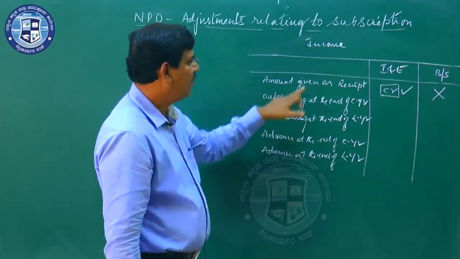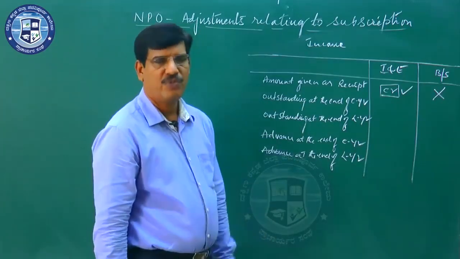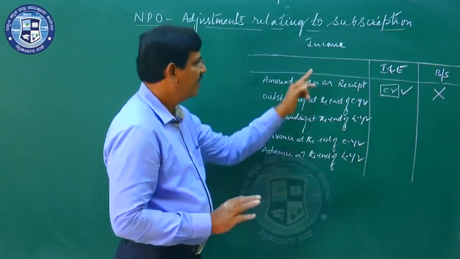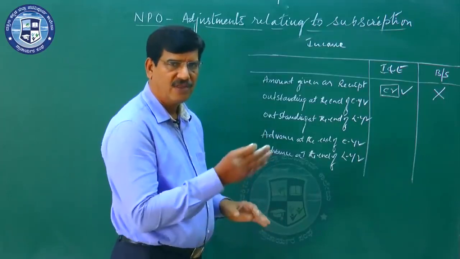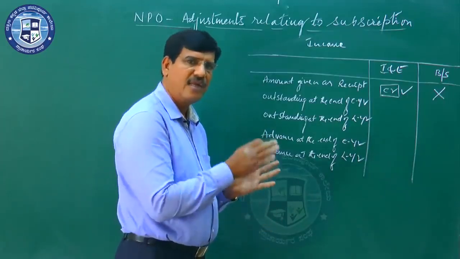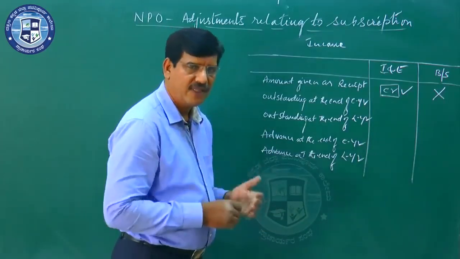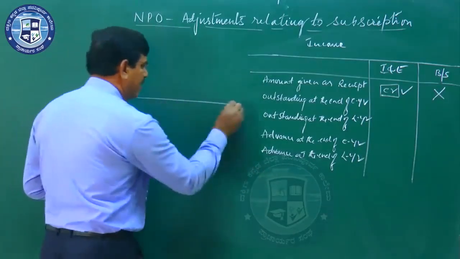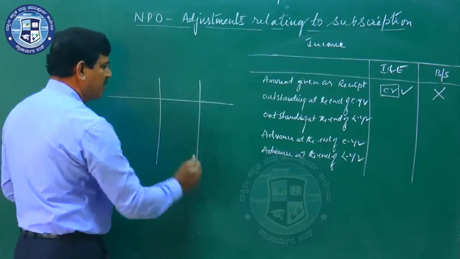Outstanding at the end of current year, whether it should be added or subtracted from the subscription, because last subscription must be deducted, as we know. But what is the logic behind that? How to understand it? Let's understand it with a small chart.